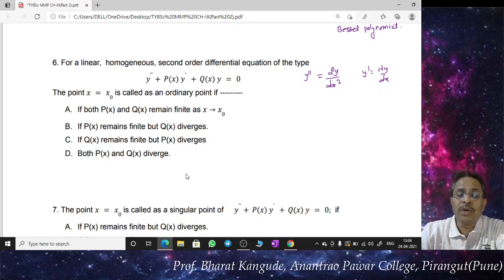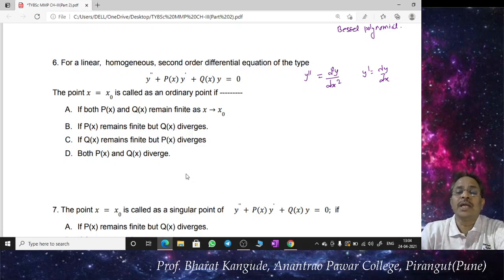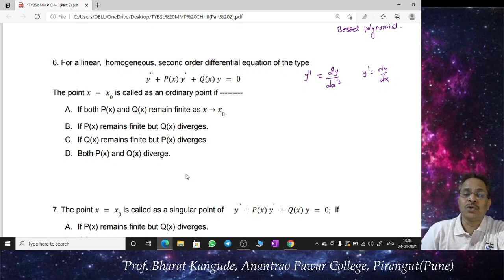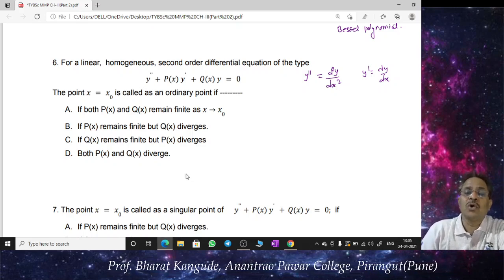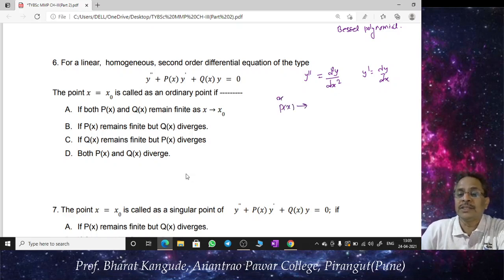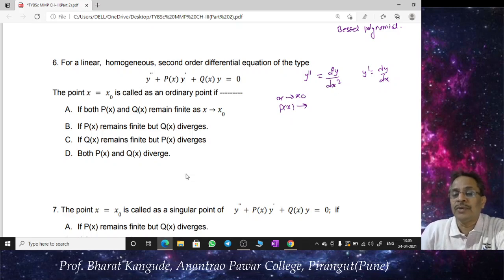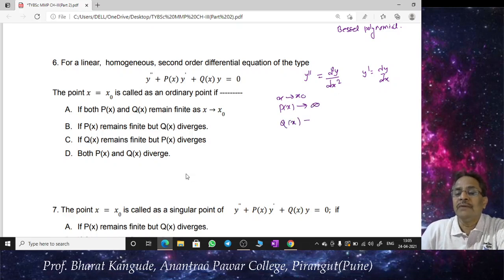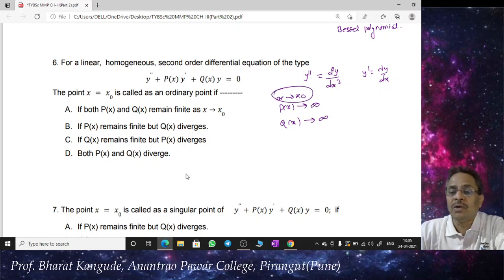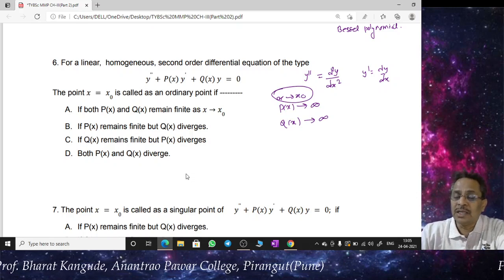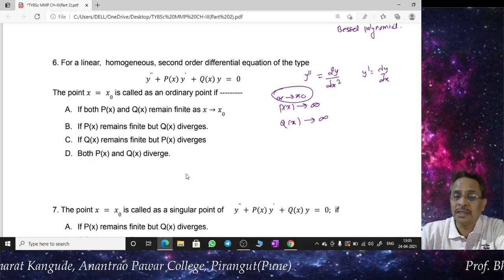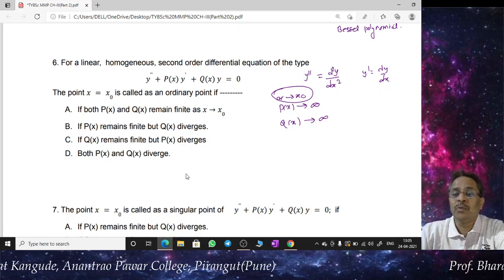Now we have to consider the point x is equal to x0, which is called an ordinary point if, when I replace x by x0, neither p of x nor q of x diverges, meaning becomes infinity. If either p of x or q of x diverges, then this type of solution is not acceptable, or we call that point a singular point, and there is a difficulty in getting the series solution in such situations. Whereas in this particular question we have been asked about an ordinary point.